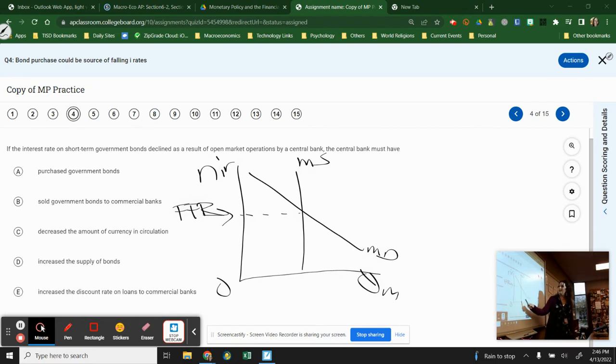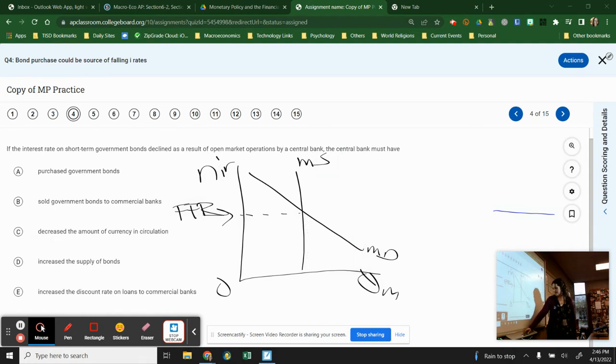Okay, so this is saying that this interest rate declined. Which direction would money supply have to shift for it to decline? To the left? Yeah, let's look at interest rates declining. Oh, shoot. To the right. To the right. I see what happened. Okay.